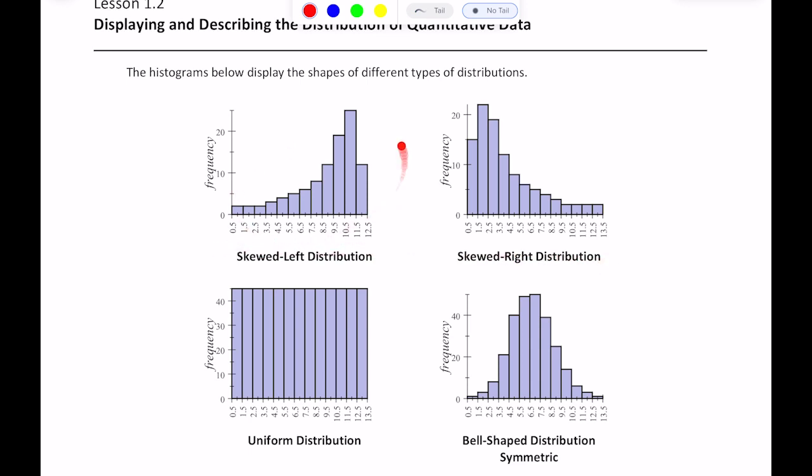So this distribution on the left, this histogram, is skewed to the left. And the way you can tell is pretend it's a whale and just draw the tail, right? The tail is right here on the left side. That's where the data kind of trails off, so it's skewed to the left. Whereas the histogram opposite it is skewed to the right because the tail is on the right.